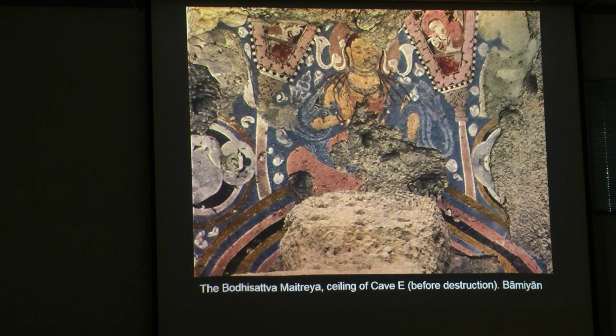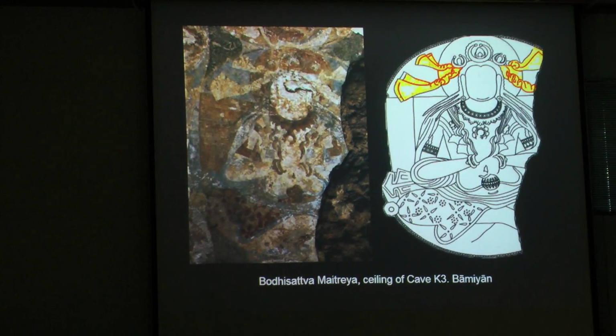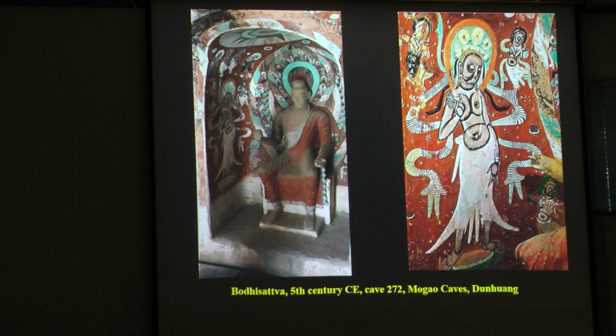From the crown, fluttering ribbons float stiffly upward from a rosette. The Bodhisattva Maitreya from cave K3 at Bamiyan also has similar types of ribbons floating behind his head. The ribbons undulating from the headgear of the Bodhisattva listening to the preaching of the Buddha in Mogao Cave 272 in Dunhuang are somewhat abstract compared to the original Sasanian prototype.